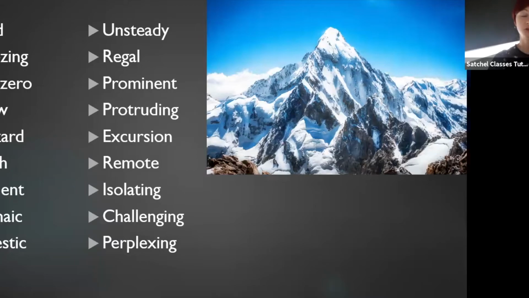Fresh as well, even though it is cold, it'd be quite fresh. Archaic, because obviously mountains are quite old. Majestic, unsteady, looks a little bit, you know, it doesn't look smooth. It's quite sharp and it's quite jagged.